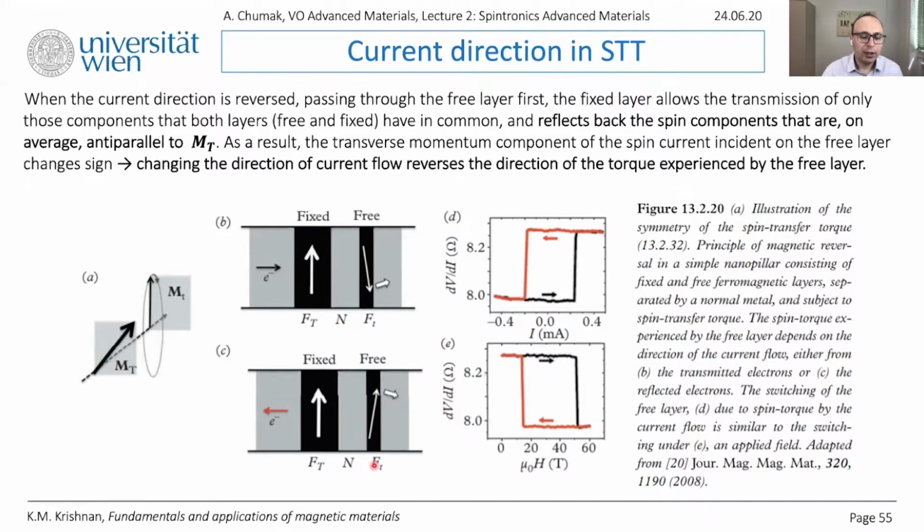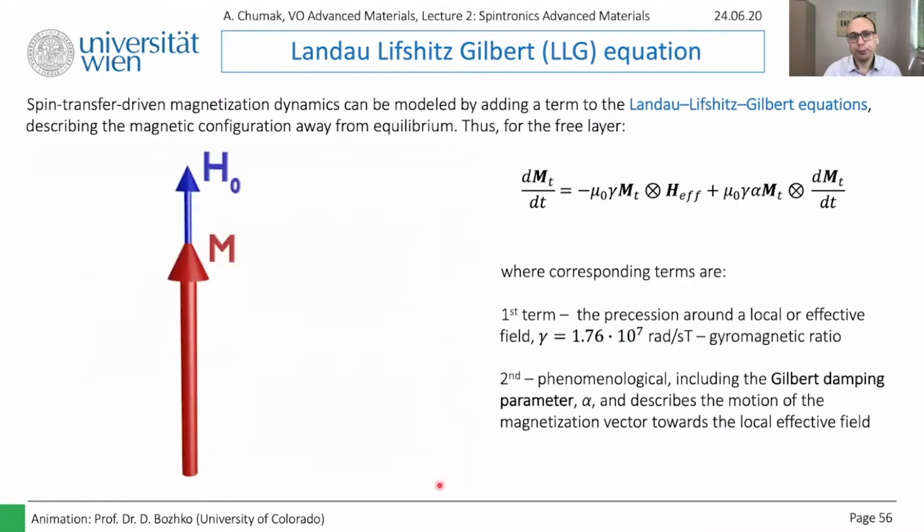This is very important for memory. And the last ingredient, as I told you, of the spin transfer torque is the possibility to excite magnetization precession. To explain what this means, I need to show you this animation made by Dmitry Bashkov, who was a PhD student in Kaiserslautern, and now is a professor in Colorado Springs.